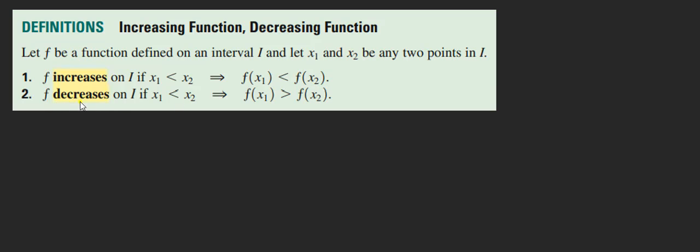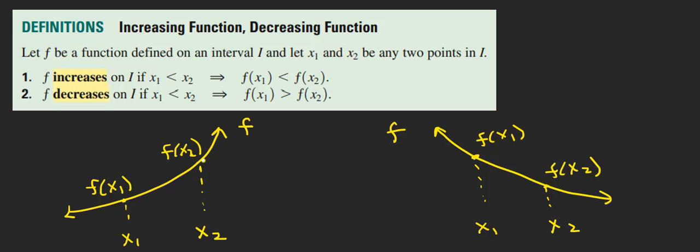And we know that f decreases on interval I if x1 is less than x2, which implies that f of x1, the y value of x1, is greater than the y value of x2. So graphically, look at this function f. You know that this is increasing. By the way, when we talk about increasing and decreasing, you need to look at it from left to right. Left to right. So here, x1 is less than x2.